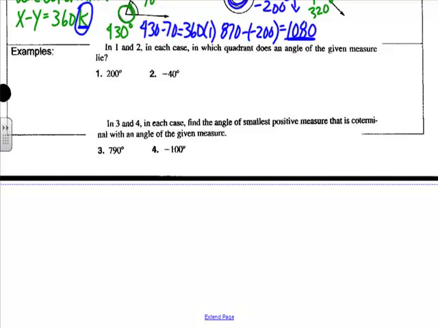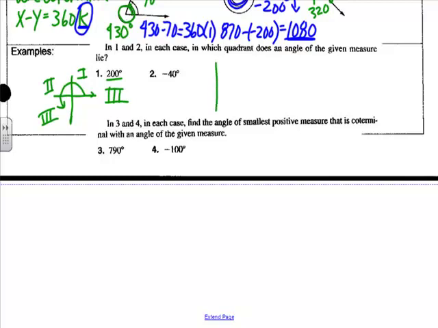In 1 and 2, each case, which quadrant does an angle of the given measure lie? So really what needs to happen here is you just need to start having a sense of what's going on with angles. And if it helps, I'm just going to draw myself a little x and y axis here. So if I'm thinking about 200 degrees, I'm going to start here and start going around. Well, there's 90, there's 180. So here's 200 coming along somewhere, and the question is, is it here or am I going further? Well, when I get to this axis, I'm at 270. So then I can tell you where that is. That would be in quadrant 3.